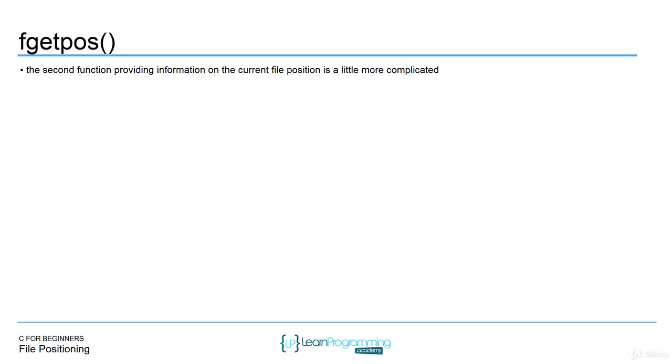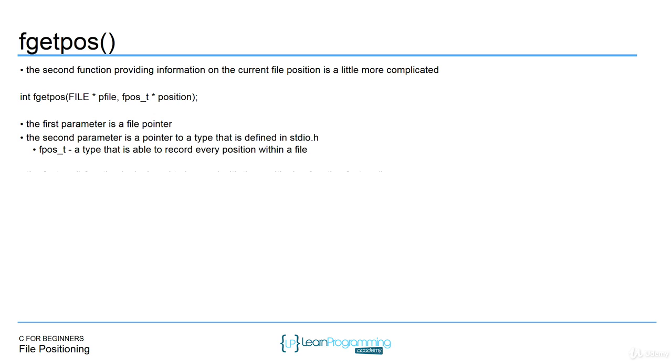You can also use the fgetpos function, and this is a second function providing information on the current file position. It's a little more complicated than ftell. This returns an integer, it takes a file pointer, and it also takes the fpos_t type. So the first parameter is that file pointer, so you know what file you need to read to. The second parameter is a pointer to a type that is defined in stdio.h. The fpos_t type is able to record every position within a file.